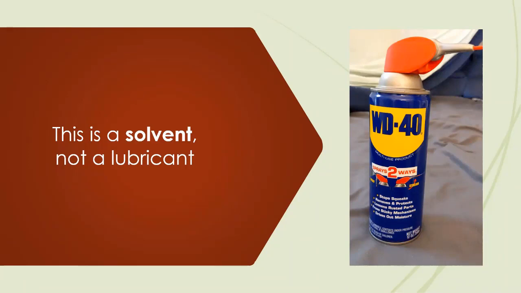WD-40 is a light oil. We need to use a heavier oil on our tools to prevent rust. It's great for taking the rust off. How's that? If you got a rusted tool, you can WD-40 to death to get the rust off. But then you need a heavier oil to oil it to prevent the rust from coming back.